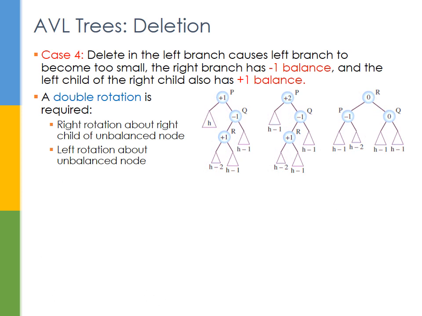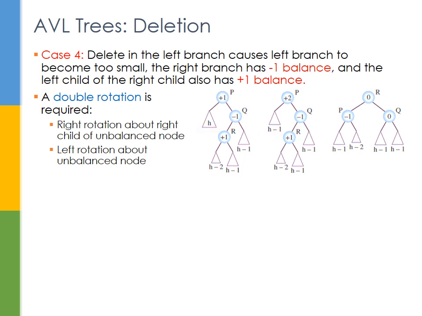Let's now look at the fourth deletion case, and once again here we are dealing with a deletion in the left branch, which causes an unbalanced node. However, in this case, the right child of the unbalanced node must have a balance factor of -1, and the left child of this right child must have a balance factor of +1. So we can see that illustrated in this example over here. Here we have our balanced AVL tree. We are deleting from this subtree, which reduces its height by 1.